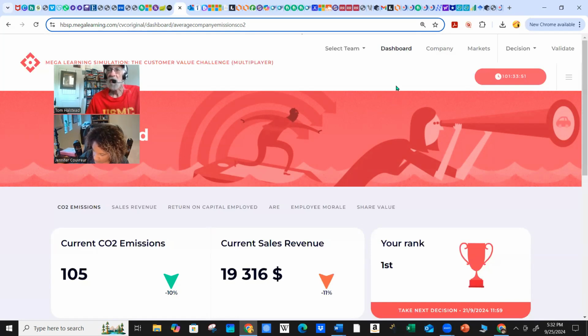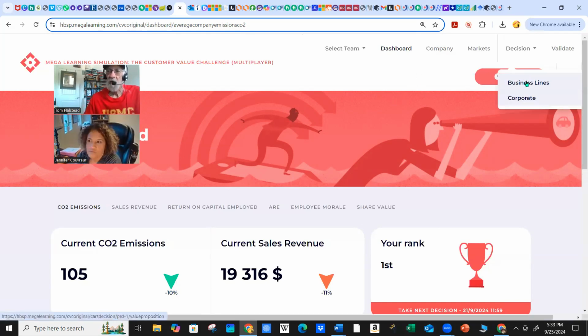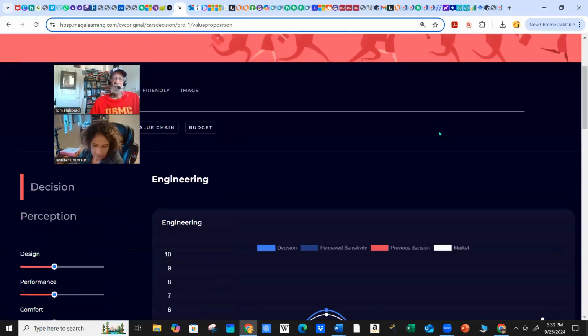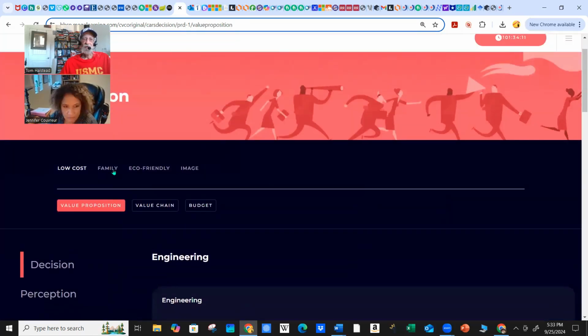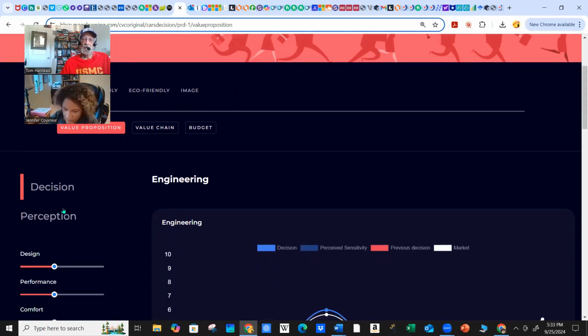So let's see if I can find it. We start with our decision. We start with our business lines, and let me move our pictures out of the way here. There's two things right away. You can see that there's all the lines here, and decisions have to be made for each one. And then you've also got the value proposition, the chain, and the budget. So those are the 7 things you have to make the decisions on with these sliders. And there's also 2 down here, decision and perception.